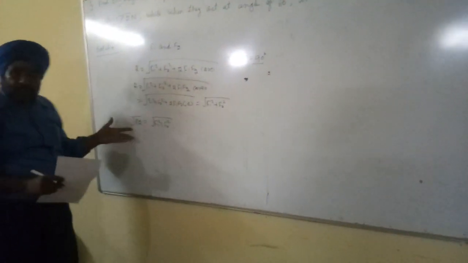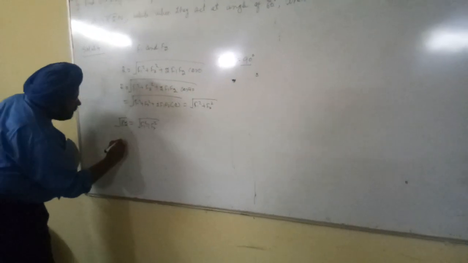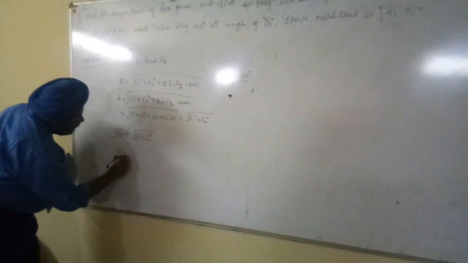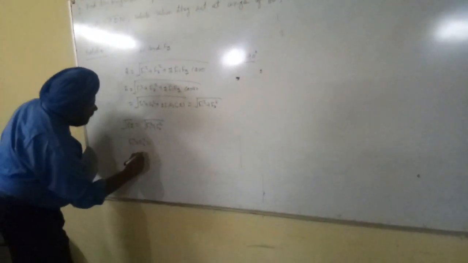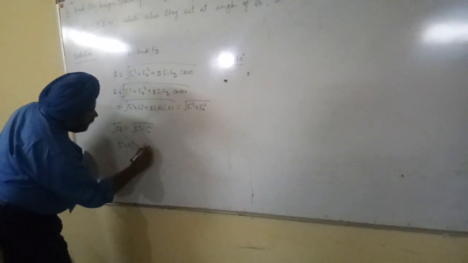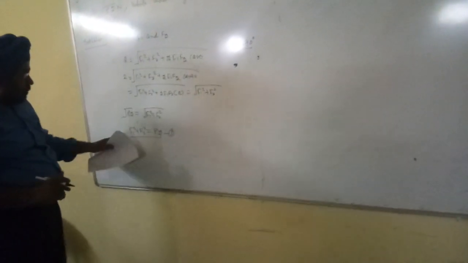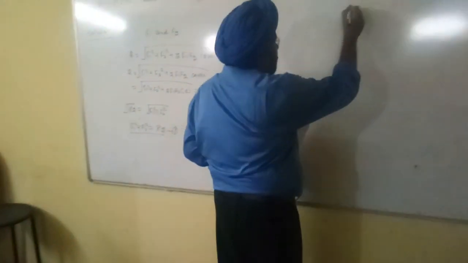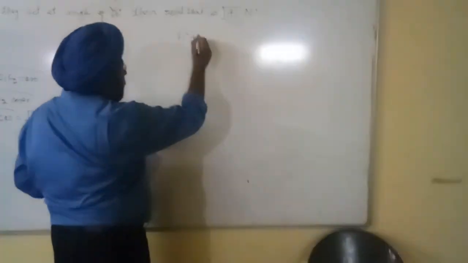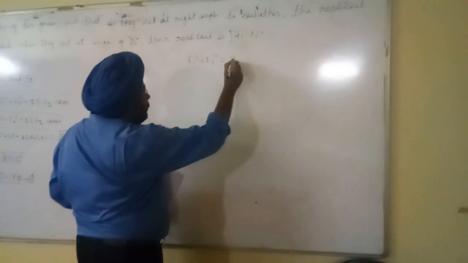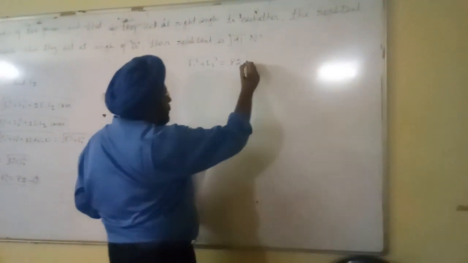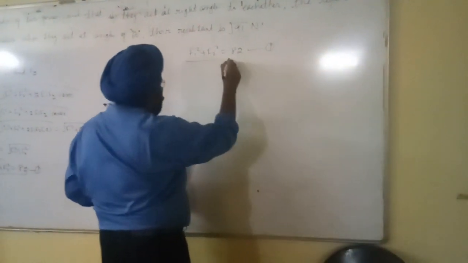The resultant force value is √82 Newton, so √82 is equal to √(F1² + F2²). Squaring both sides, we get F1² + F2² equal to 82. So this is our equation number 1: F1² + F2² is equal to 82 Newton.